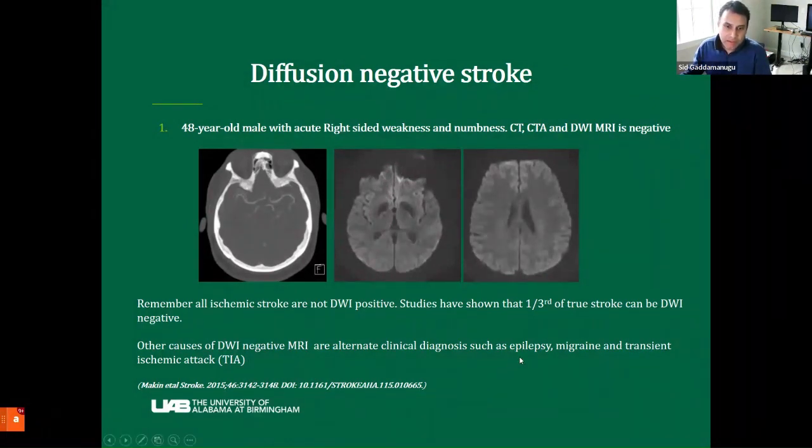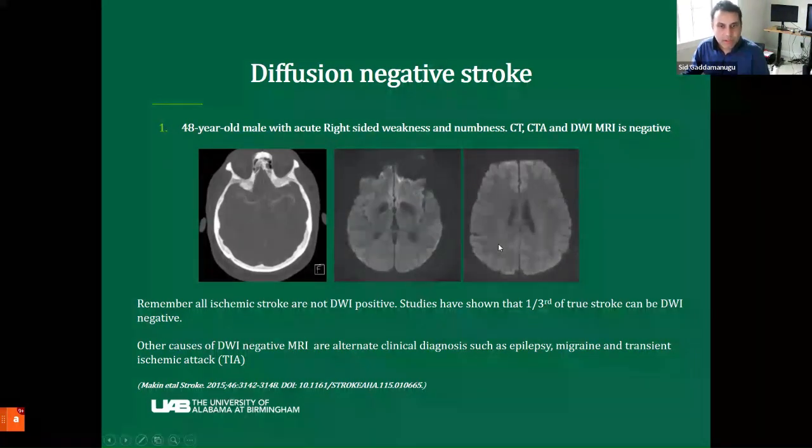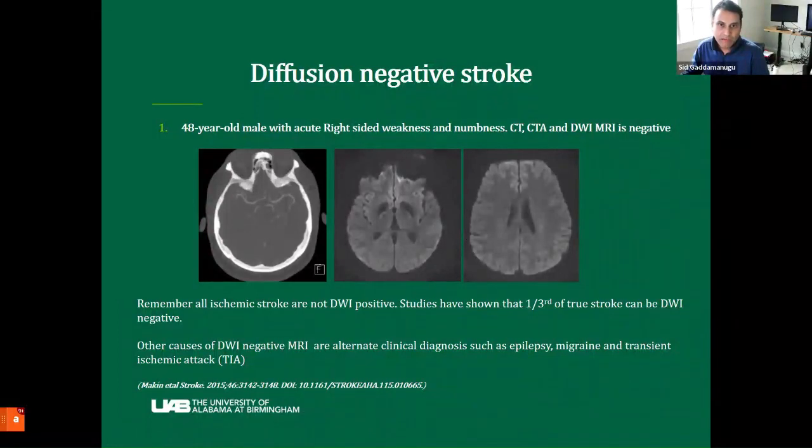Sometimes the patient may not have had a stroke. The patient could have had some epilepsy or seizure or migraine. And that's the reason why the diffusion is negative. Tiny strokes, very, very tiny strokes are beyond the capability of diffusion. And even those are negative on diffusion.